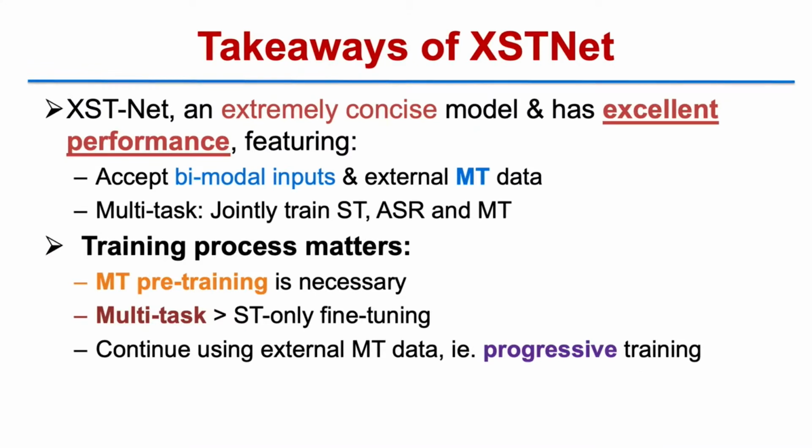Finally, the key takeaways of our work are that we designed the cross-speech-text network XSTNet, a multitask training model that can accept bimodal input and extra MT data. It is extremely concise, no need to do knowledge distillation, no fancy losses, but has excellent performance. And second, we claim that the training process really matters. In this work, we propose the progressive multitask training tricks, and we find that to train an end-to-end speech translation model, MT pre-training is necessary. Also, optimizing the multitask losses is much better due to the small scale of data. And last but not least, continue using the external MT data, and that is to train your model progressively.